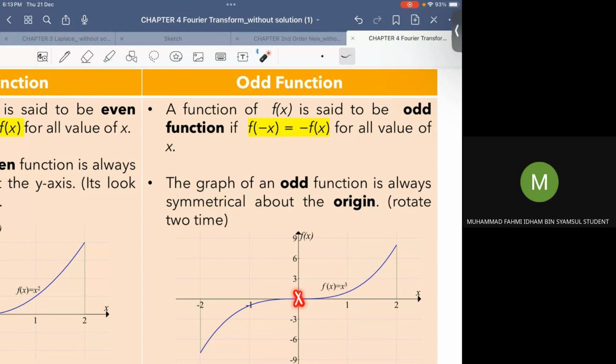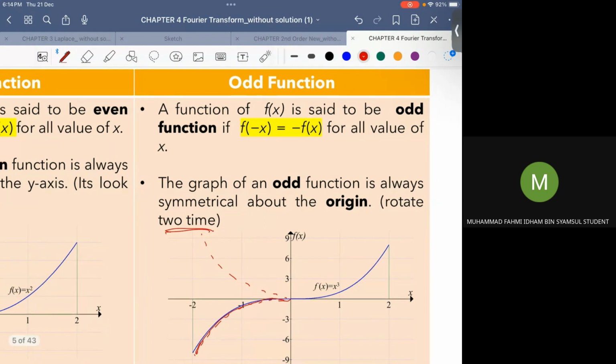So this is the origin. So when we say symmetrical about the origin, it means that if you try to rotate 2 times, it will be symmetrical. Let's say the graph on the right hand side here. So if I rotate 1 time, I plot the mirror image of this right hand side, I will get this one. And then I rotate 1 more time, so I get this one. So now the new graph is this one. So that's why we call it symmetrical about the origin. It rotates 2 times.